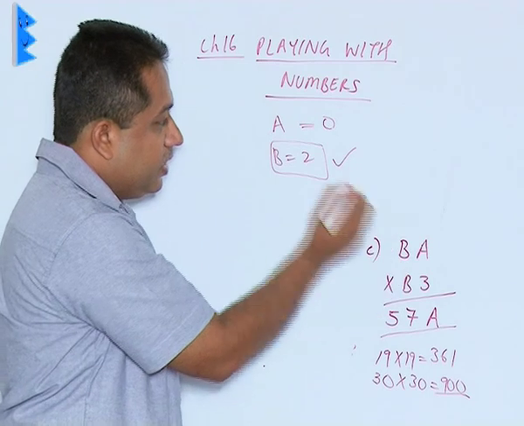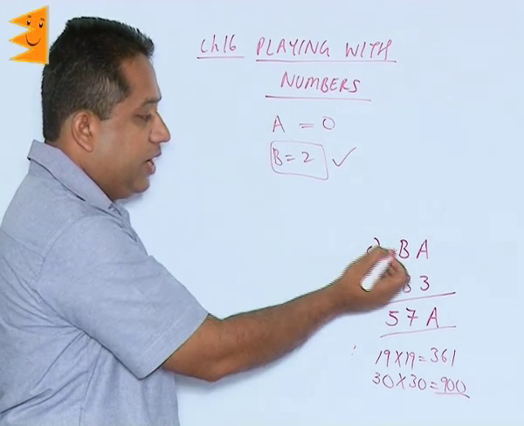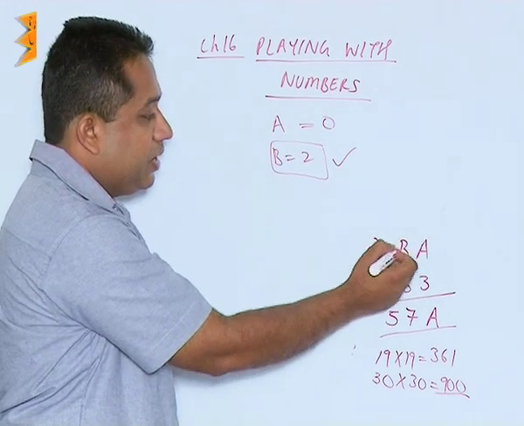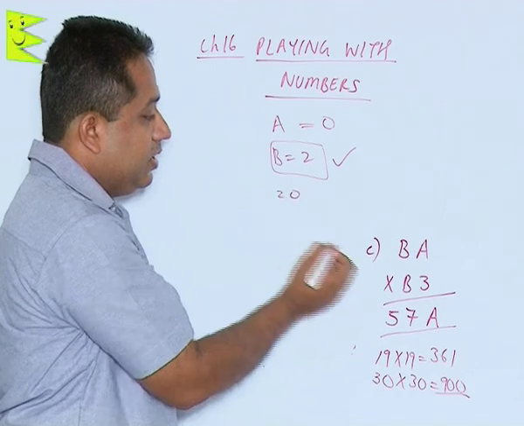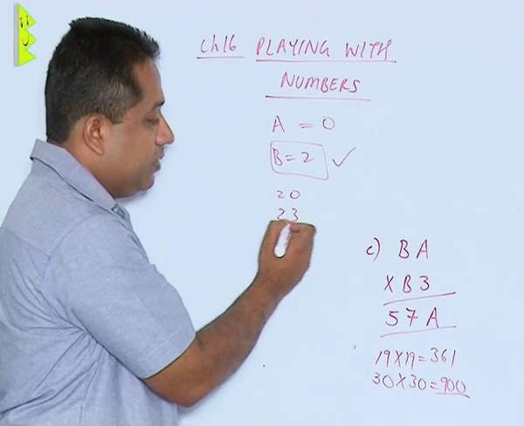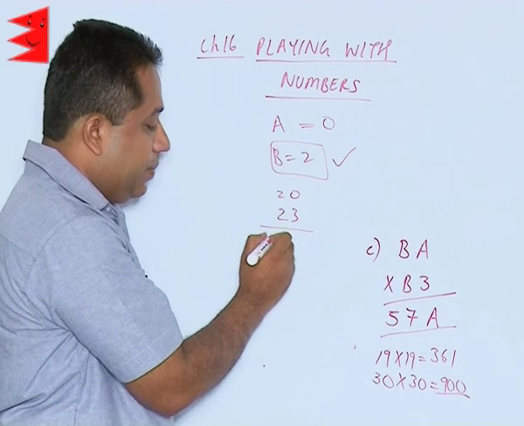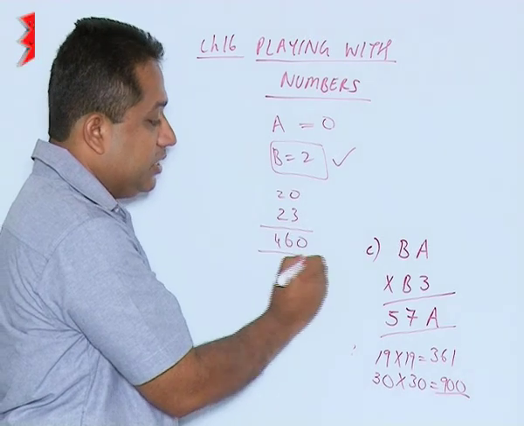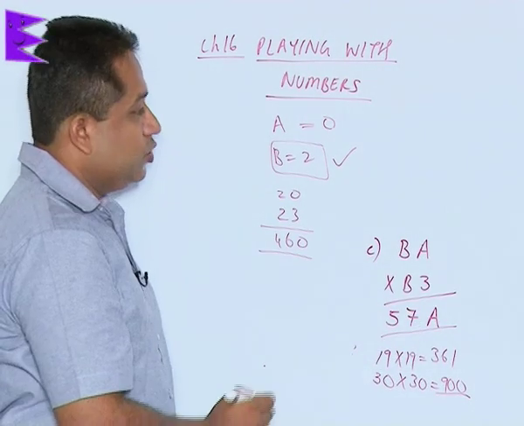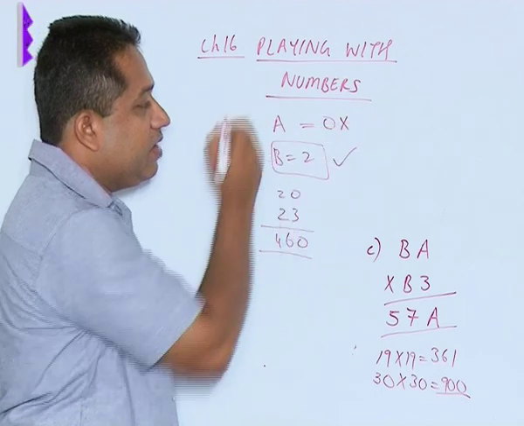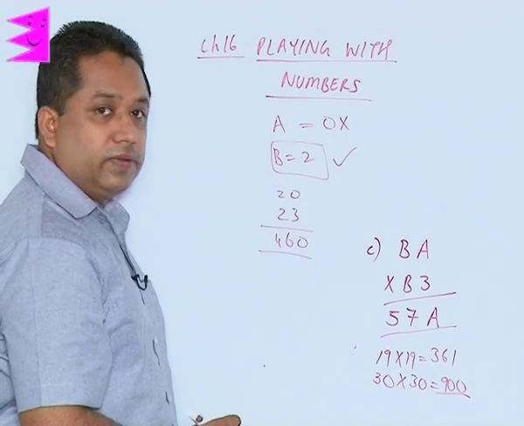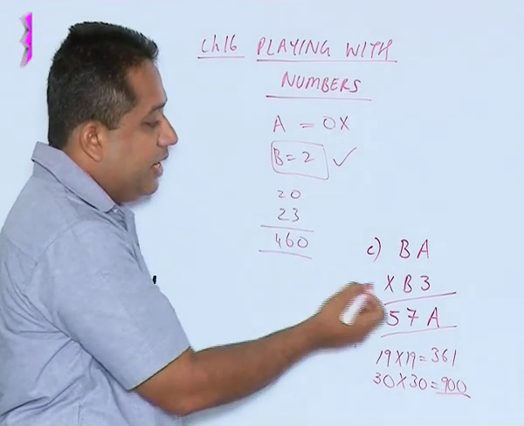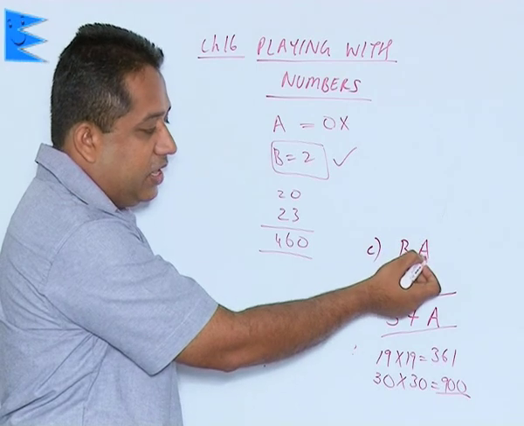Now, if we are taking A as 0, then what happens? We get this number BA as 20 and we get this number as 23. Now, 23 multiplied by 20 will give me 460, not 500 something. Which means that the value of A that we have assumed, 0, is not correct. So, we have to identify some other value of A.